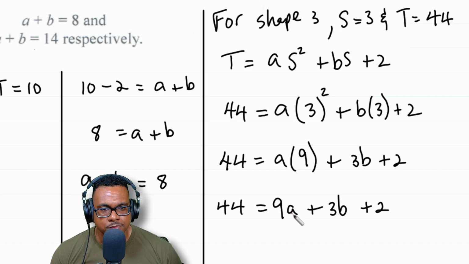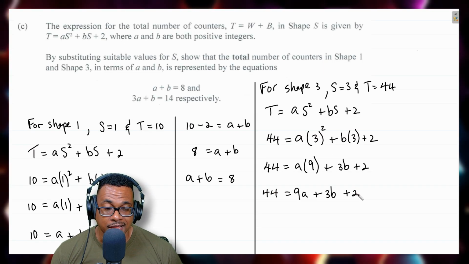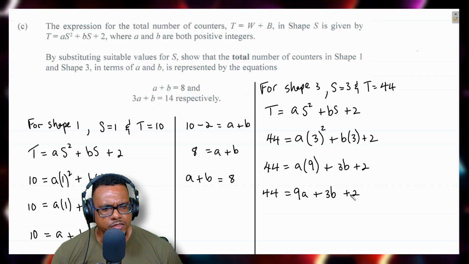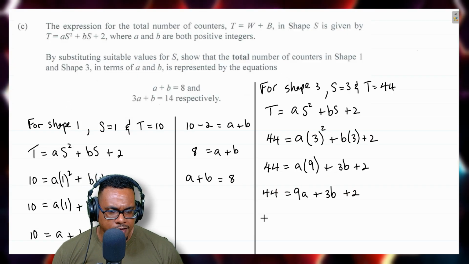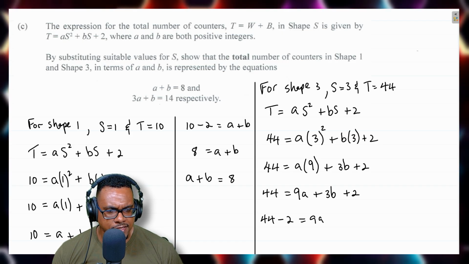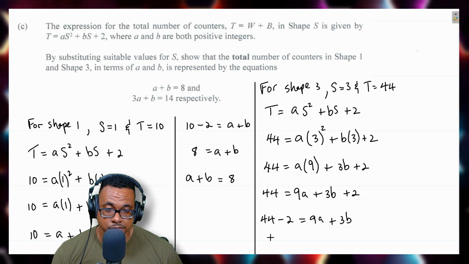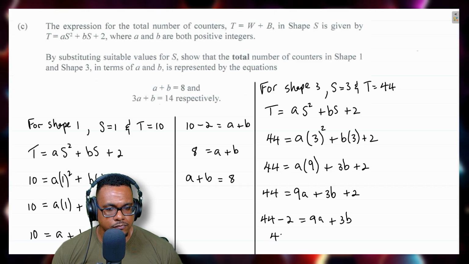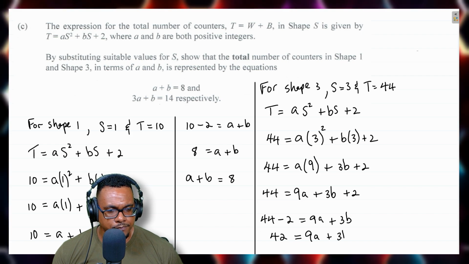In terms of like terms, this is a term in A and this is a term in B, so we cannot add them. But this 44 is a constant, and this 2 here is a constant. Therefore, the 44 and the 2 are like terms, so I need to bring them together. I transfer the positive 2 across the equal sign and it turns negative 2. So I'll have 44 take away 2 is equal to 9A plus 3B, and 44 take away 2 is 42, is equal to 9A plus 3B.